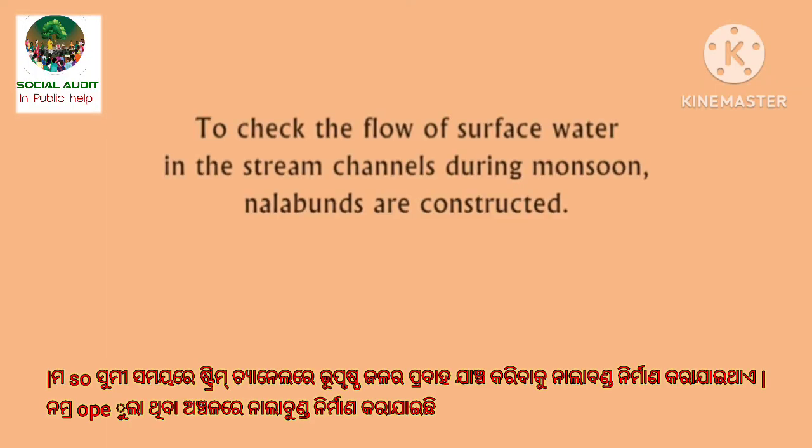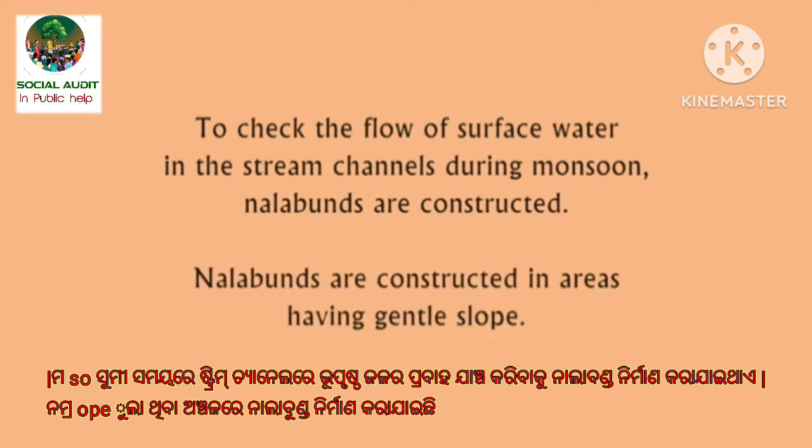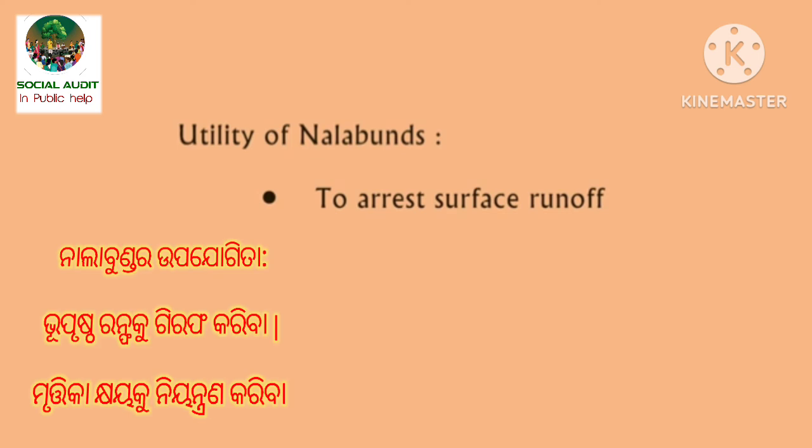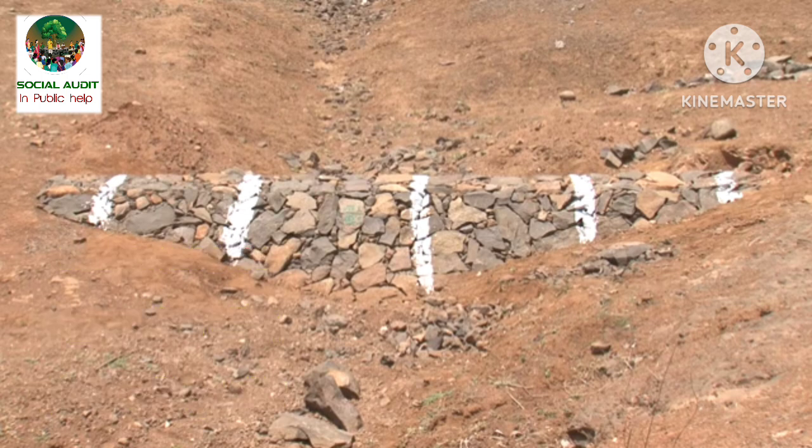To check the flow of surface water in the stream channels during monsoon, nala bunds are constructed. Nala bunds are constructed in areas having gentle slope. The utility of nala bunds is to arrest surface runoff and to control soil erosion. In Maharashtra, such dry stone check dams are commonly called nala bunds.